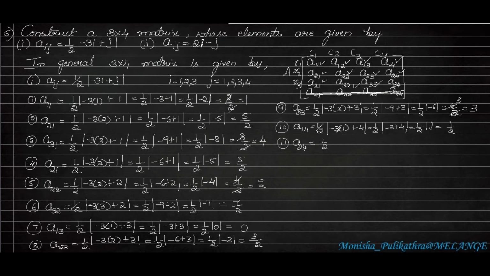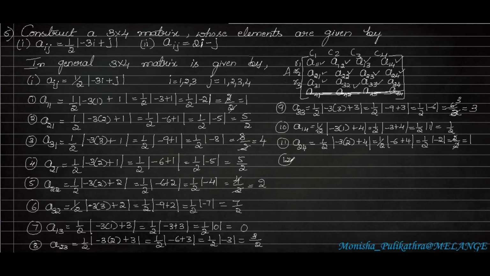Here i is 2 and j is 4. Minus 3 into 2 plus 4. Half times (-3 × 2 + 4). Minus 6 plus 4, so that is equal to minus 2. So when you take out the sign, it will become 2 by 2, that is equal to 1. So next, the 12th one. So A24 is finished.